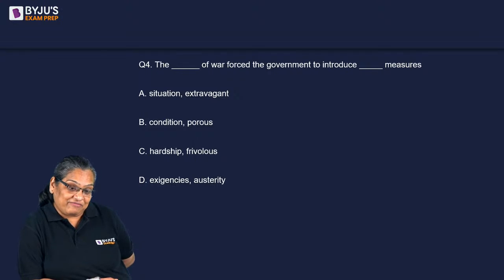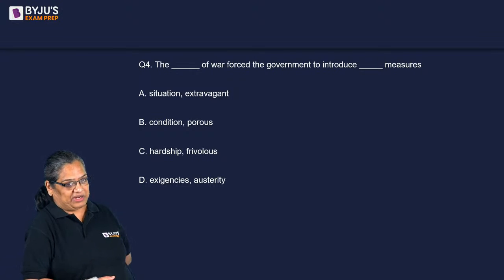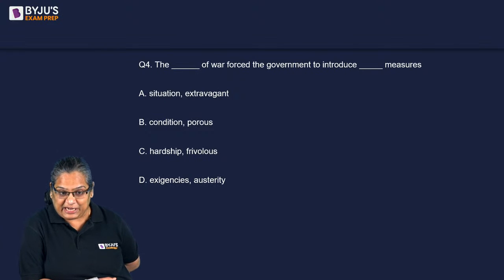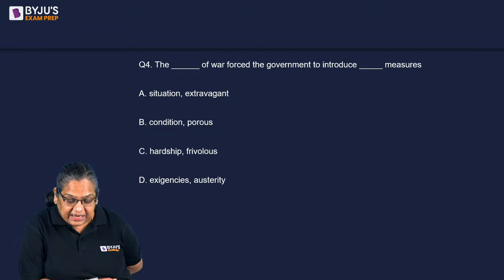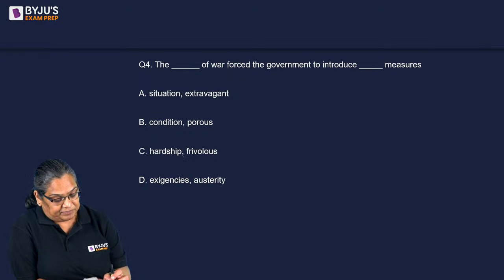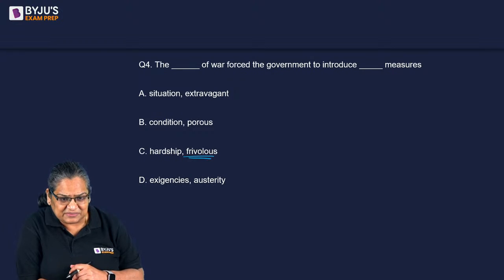Prasanna, what does extravagant mean? Situation of war, condition of war, hardship of war, exigencies of war. All 4 I agree work. But Prasanna, tell me, what does extravagant mean? War ke time mein, do you expect governments to be extravagant? Just think and tell me. Vedant says D, Saket says C. Frivolous का मतलब क्या है Saket? Well, some of my students accuse me of being frivolous.